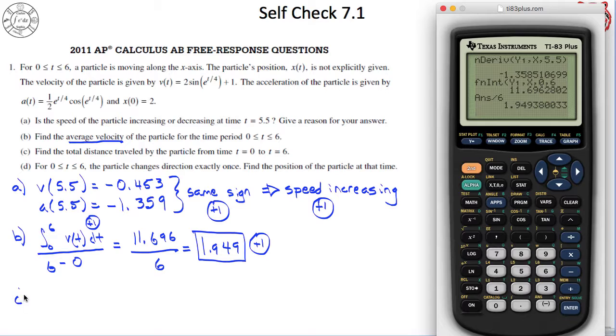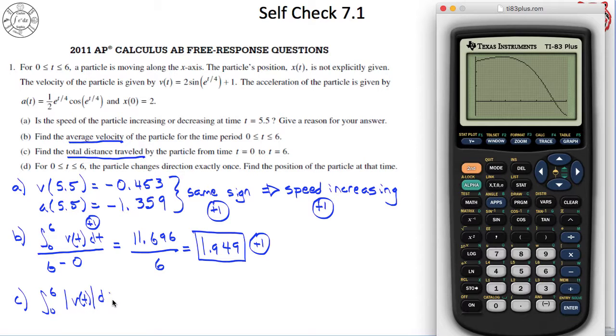All right, on to part C. So part C is finding the total distance traveled. That's going to be the absolute value because we want to treat the negatives on our curve as positive values. So the way that we do that is we say it's the integral between 0 and 6 of the absolute value of velocity, so absolute value of velocity dt. And that's all we really need to write here.